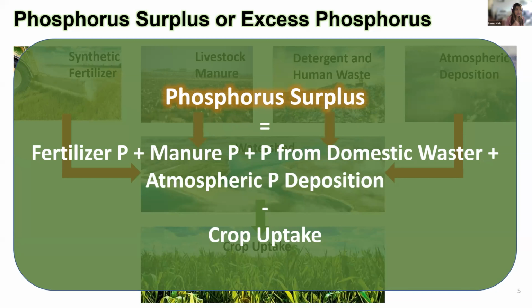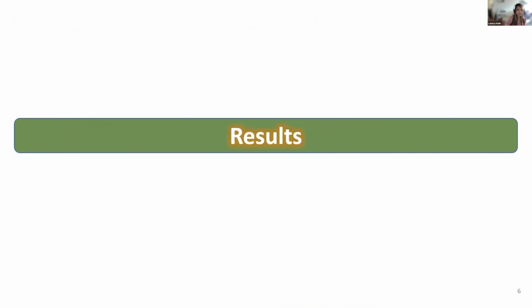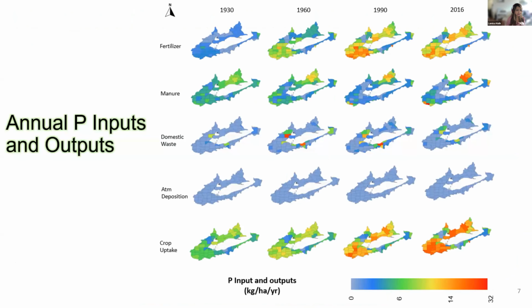Over-application of fertilizer and manure in agricultural soil has resulted in a buildup of phosphorus surpluses over time. This building up of phosphorus in the landscape can be termed legacy phosphorus. This legacy storage can slowly reach the stream over the years and cause a delay in the improvement of water quality. So let's look at some results.